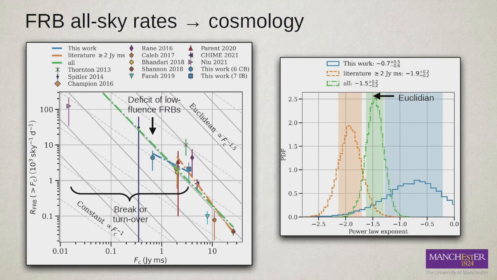And what you can see here is if you fit a power law to the data, the power law is shallower for the MeerTRAP surveys than it is for the shallower surveys. So what does this mean? It means that maybe there's a break or some turnover in the rate versus fluence distribution. So there's apparently some deficit of low fluence FRBs.